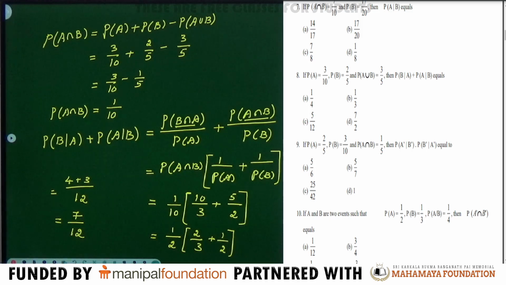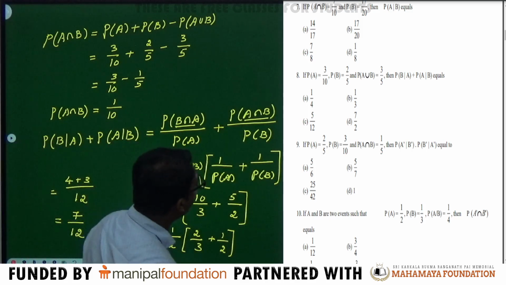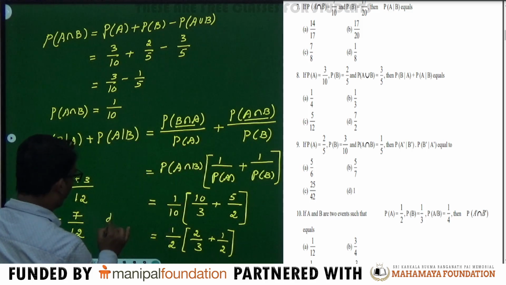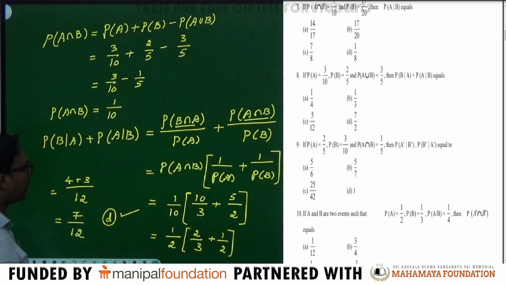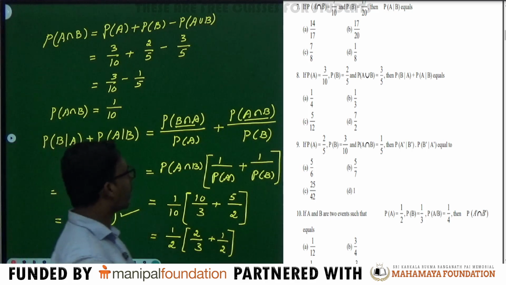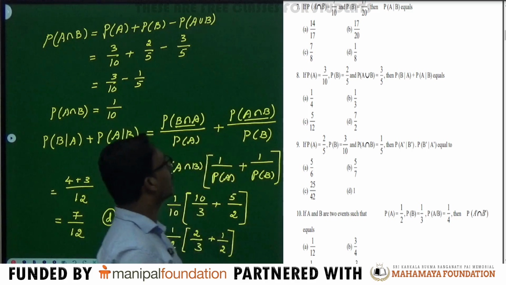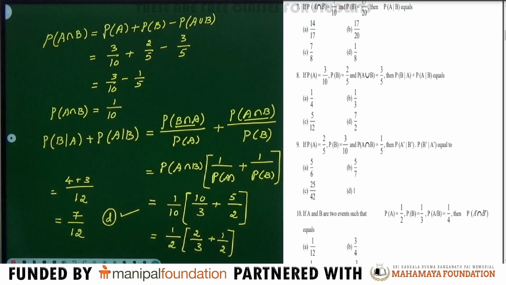But there is no option as 7 by 12. Please make the option D as 7 by 12. Answer is 7 by 12. Next problem.